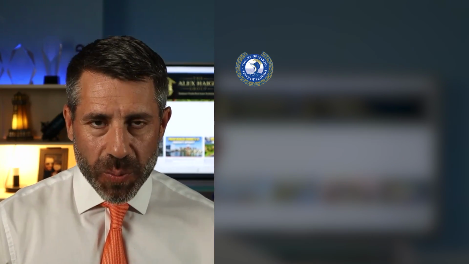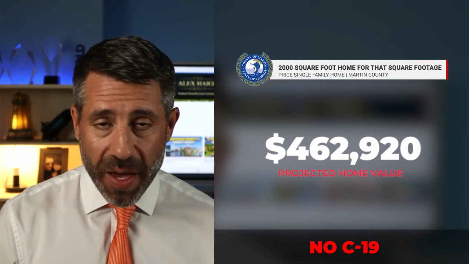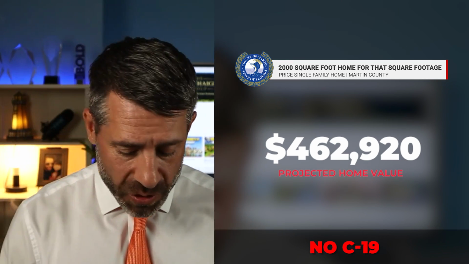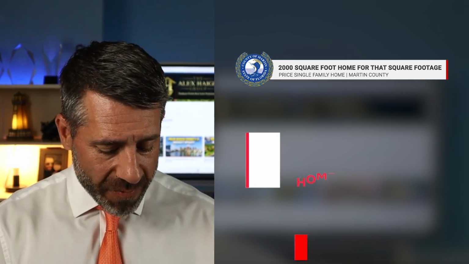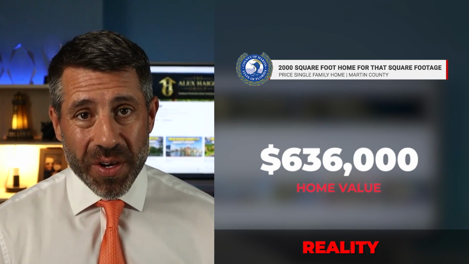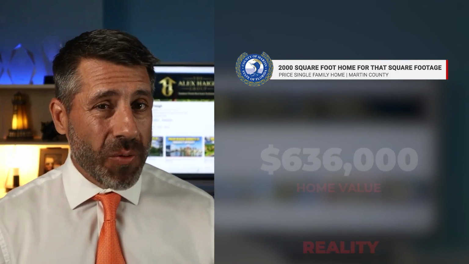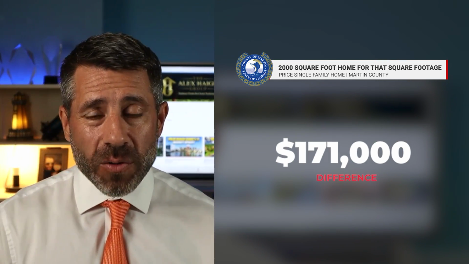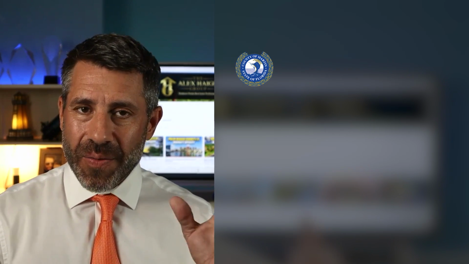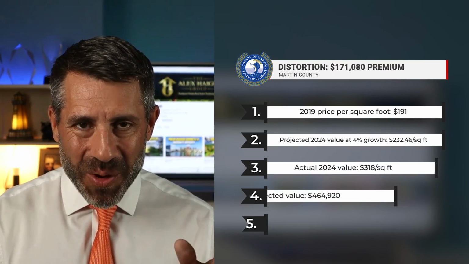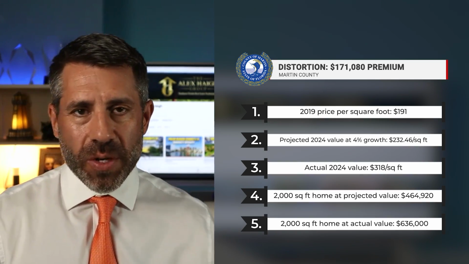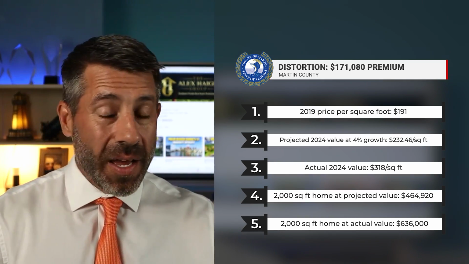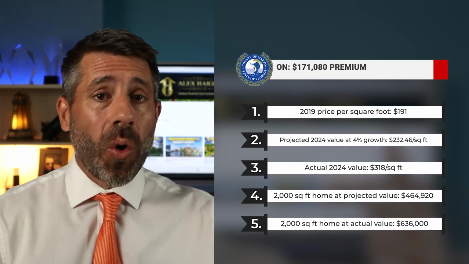What does that mean for a 2,000 square foot home? For that square footage, the price would be $462,920. What is actually a 2,000 square foot home right now on average? It's $636,000. So that's a $171,000 difference. That's about 40%. See where I'm going with this? So that 40% was M2 injected, went into real estate. That's why real estate went up so much.